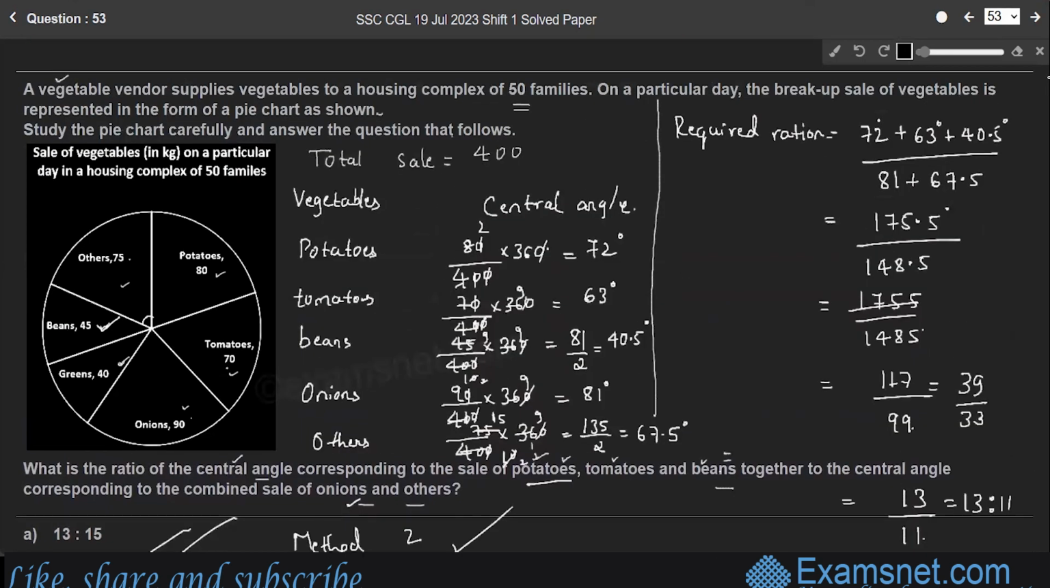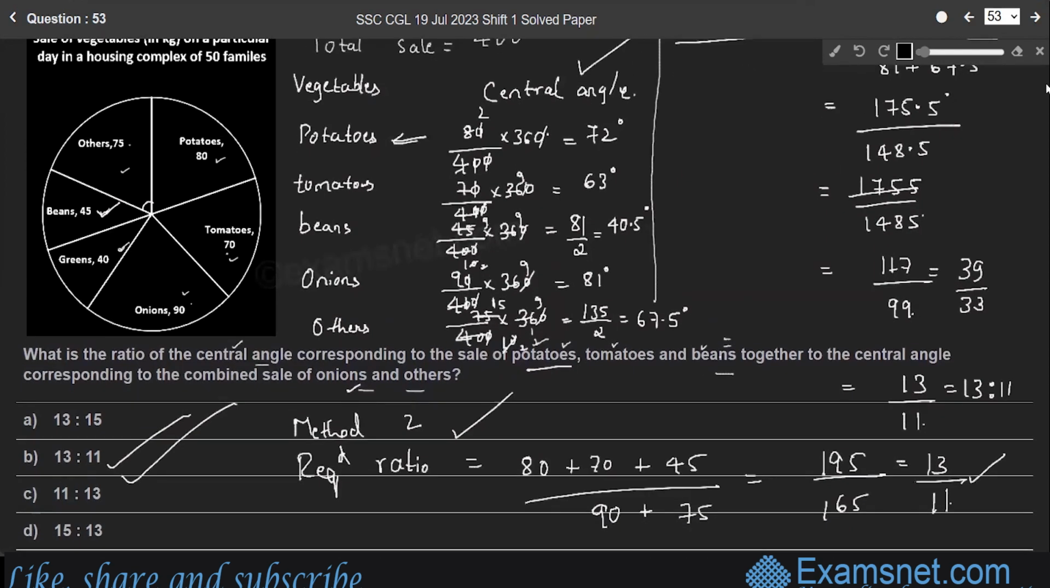Otherwise, separately, you need to take the central angle corresponding to each vegetable, add these angles, and find the required ratio. Right? So look at the options. Option B is the right answer.